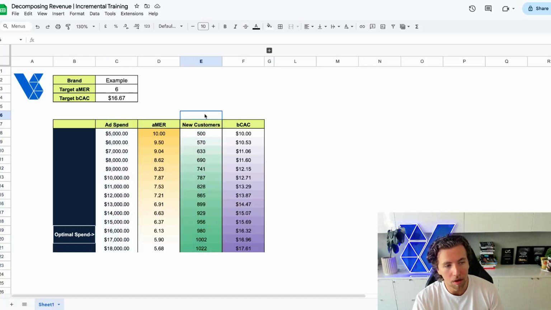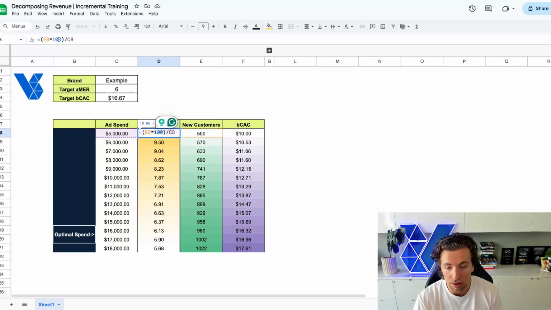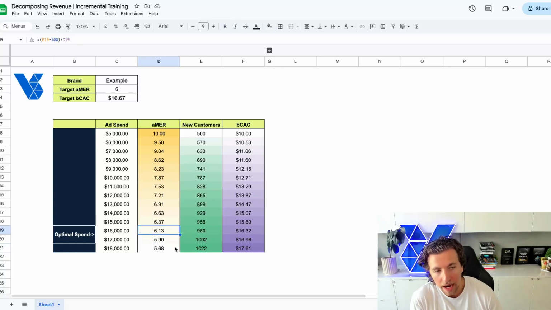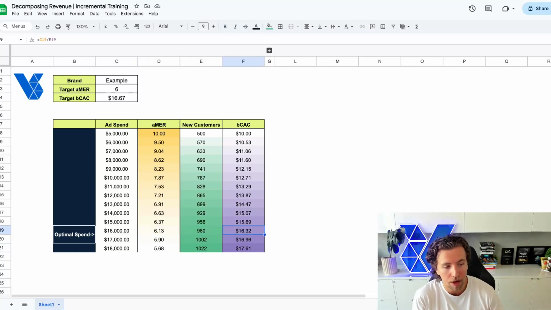Now, once you have these two columns, you can then just go and calculate acquisition MER and blended CAC out of them. Blended CAC is just ad spend divided by new customers. And then acquisition MER is new customers times average order value, which we've assumed at $100 for this brand, divided by ad spend. Awesome. Now that this is all together, we now know that with this target acquisition MER, with this target blended CAC, our optimal spend would be somewhere here between $16,000 to $17,000 per month, as that would be right between a 5.9 to a 6.13 acquisition MER, as well as being between our blended CAC targets.